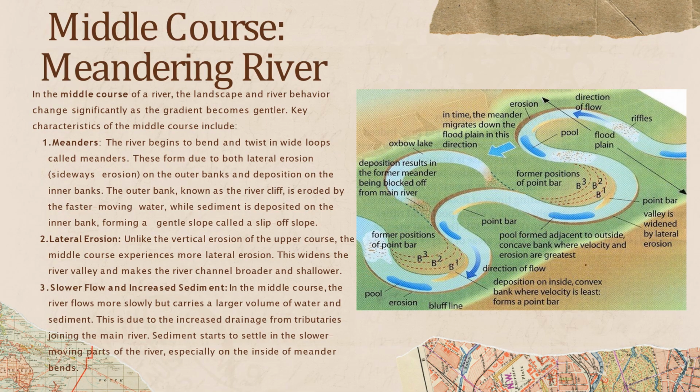Now, as we move into the middle course of the river, the gradient becomes gentler, and the river begins to form large bends known as meanders. In this stage, lateral erosion becomes more dominant, causing the river to erode sideways and widen the valley. The river also slows down but carries more water and sediment, which begins to deposit along the inside bends of the meander. This leads to the creation of wide floodplains.